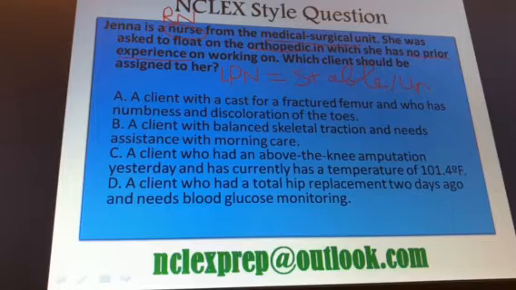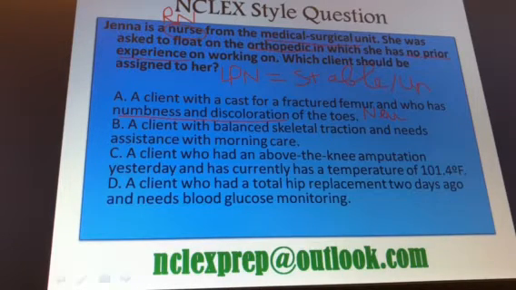So let's take a look at each of the answers. A: a client with a cast for a fractured femur and who has numbness and discoloration of his toes. So this client has numbness and discoloration, which means this patient may have a neurological deficit. And don't forget, we're in an orthopedic unit, with no prior experience.